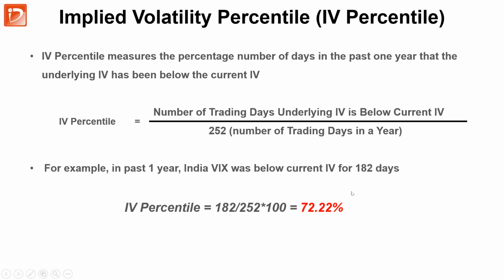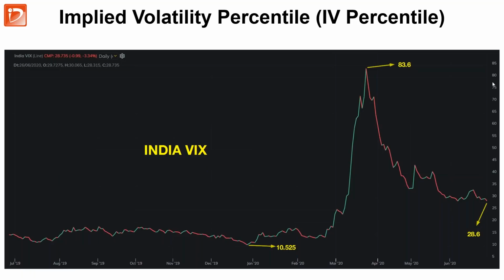If you look at it pictorially, this is 1 year of data. This is the current IV, and we are looking at the number of days the IV has been below the current IV. If you put a line here and count all those days, there will be 182 days. So 182 divided by the total number of days, times 100, will give you the IV percentile.